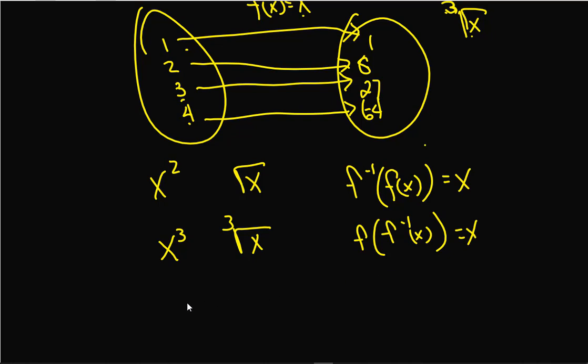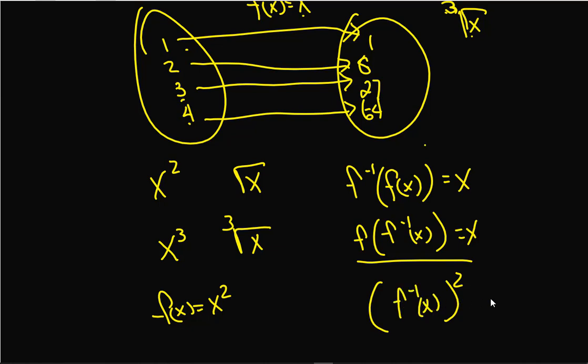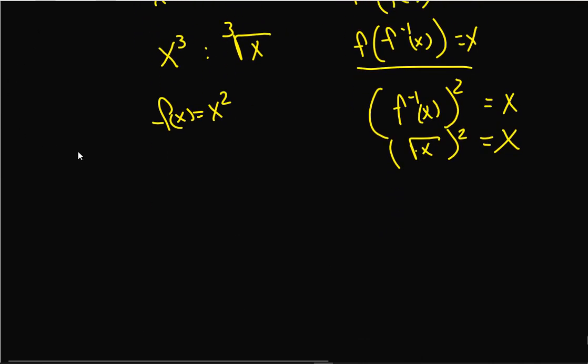So let's work with this one. f is equal to x squared. So if I do f of f inverse of x, that means I'm squaring the inverse of x. What does the inverse of x have to be in order to get x back? It has to be the square root. So if you do the square root of x squared, you get x. And so squaring and square roots are inverses. Same thing here: cubing and cube roots are inverses.